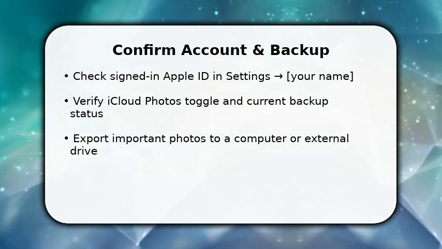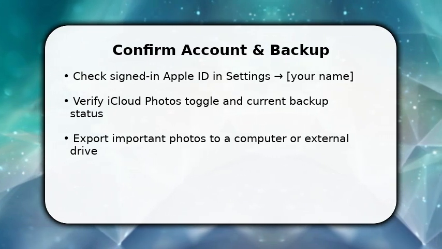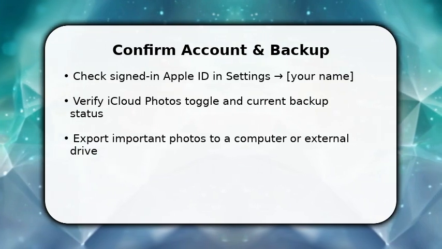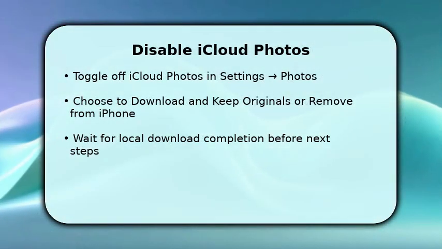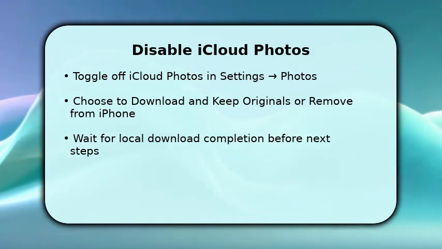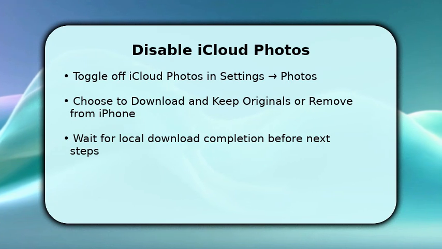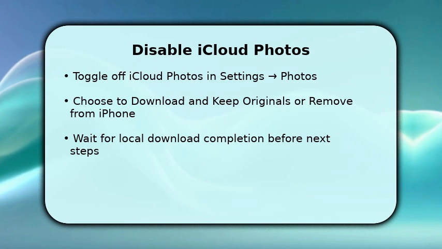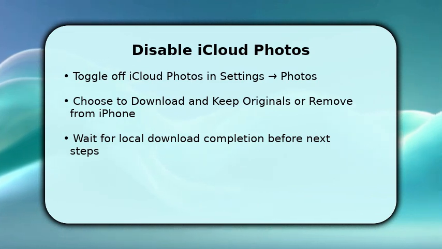This prevents permanent loss. If you use multiple devices, sign in to each to see where your library lives before proceeding. You now disable iCloud Photos. Open Settings, right arrow Photos, and toggle iCloud Photos off. When prompted, choose Download and keep originals if you want local copies. Choose Remove from iPhone only if you already exported.